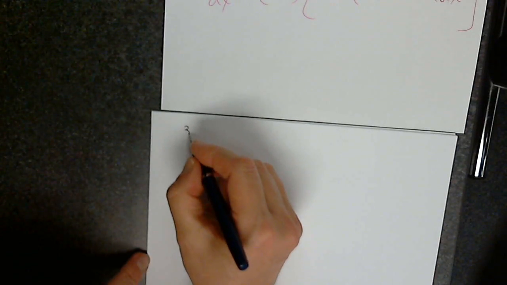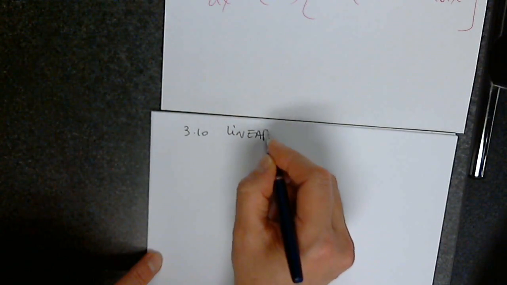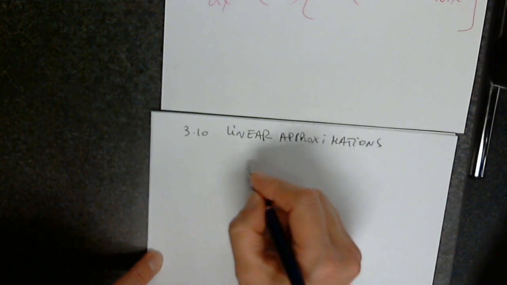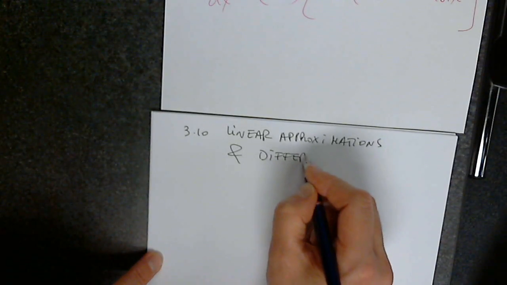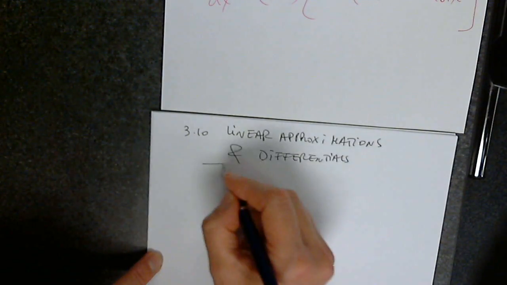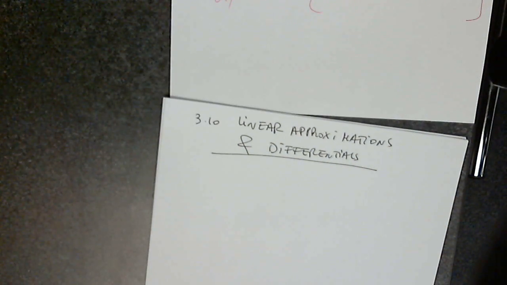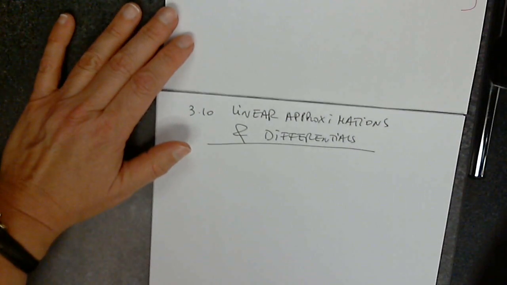Okay. The last thing that I need to talk about in this chapter, and then we'll start reviewing. So I want to finish 3.10, linear approximations and differentials. And in the last section, I will just talk about two functions, and three functions and their derivatives, nothing else.